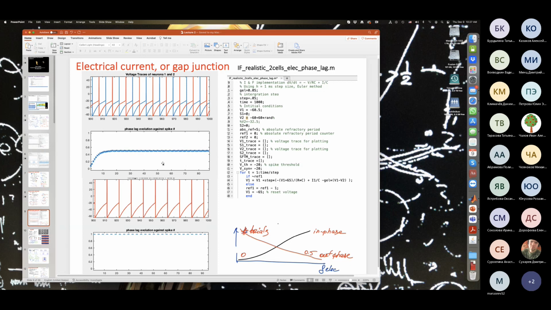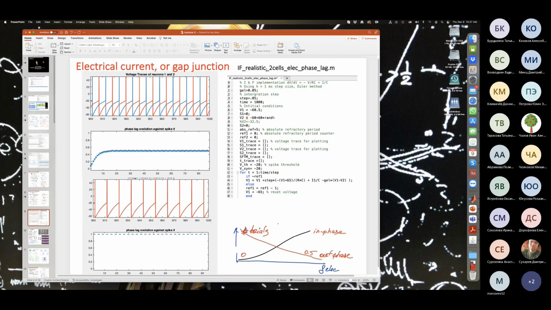You can see that initially the cells are pretty close to each other, and as time progresses, or the number of spikes increases, that curve, which is the phase lag, converges to a value of 0.5. That means this electrically coupled network of two cells will produce anti-phase dynamics at this value. You're welcome to open up the file and play.